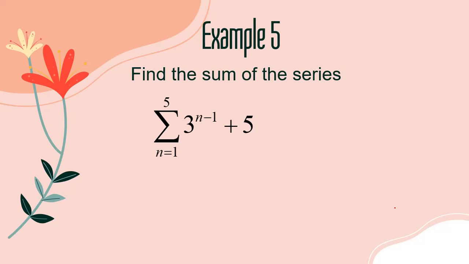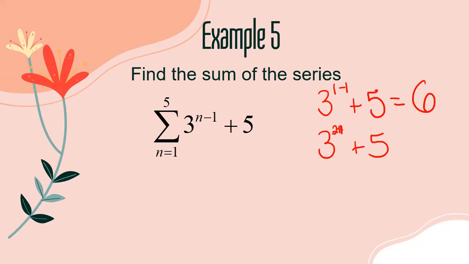Let's try another one. So sum of the series. Again, I am starting at a lower limit of 1, upper limit of 5. So I'm going to track this. 3 to the 1 minus 1 plus 5. Okay, 1 minus 1 is 0. 3 to 0 is 1. Plus 5 is 6. 3 to the 2 minus 1. Marsh can't write today. Plus 5. It's 3 to the first, which is 3. Plus 5 is 8.